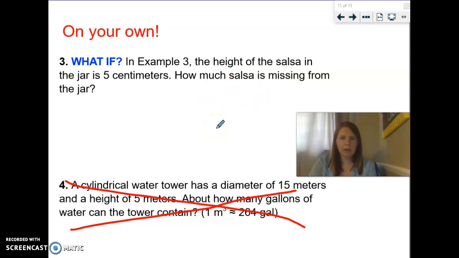So go ahead and pause the video. I want you to solve problem 3 here. So you're going to go back and look at example 3. Figure out the height of the salsa in the jar. What if it was actually at 5? Okay, so how much salsa would you be missing from the jar this time? Okay, see you in just a sec.